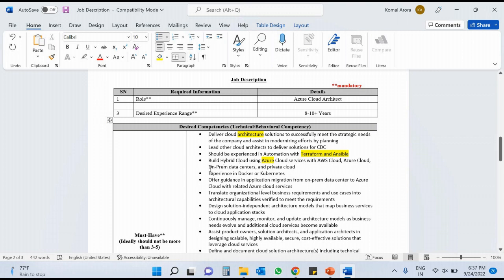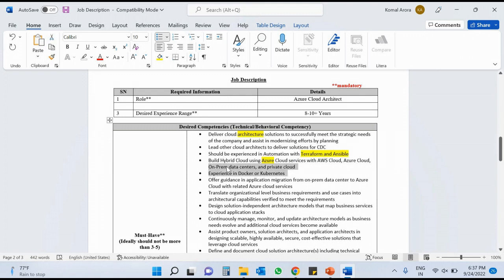Next they have mentioned on-prem data center. So friend, this is also mandatory, like looking for a person who has experience migrating on-prem data. Generally candidates mention this word in the resume. So let me highlight this on-prem word.